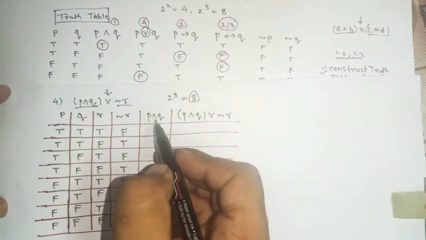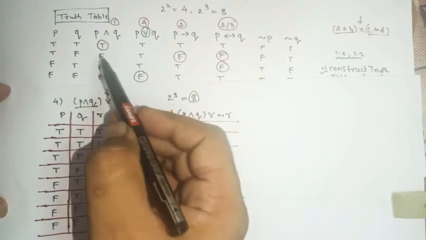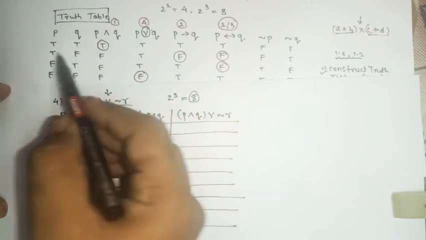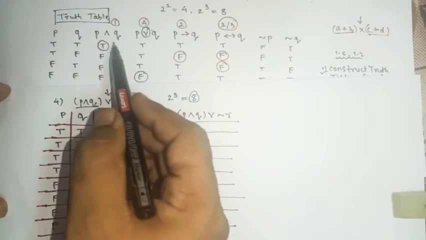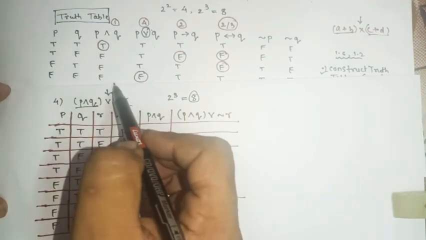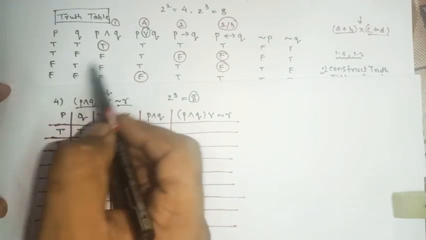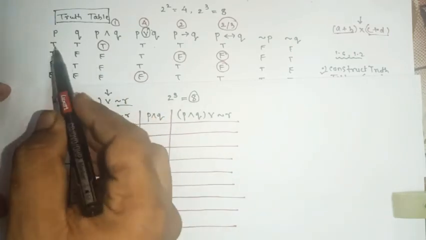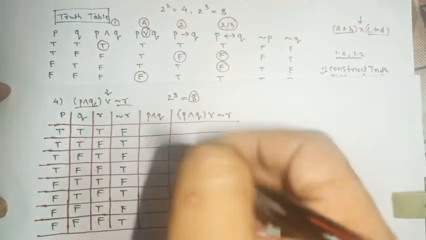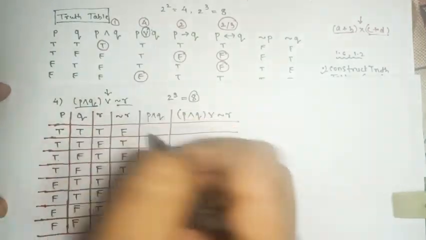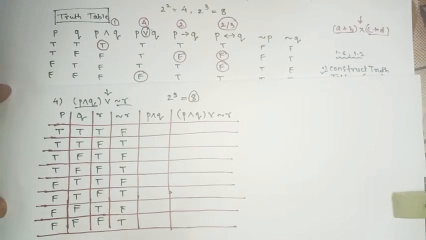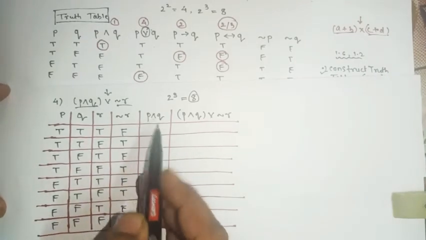Now what is the next? P and Q. For and, we know that true and true is true and the rest will be false. Whether it is true, false, false, true, or false, false, the answer is false. Only you have to check for true, true. If the pattern is true, true, you will write true and the rest will be false. Only focus on true, true. So P and Q, no?